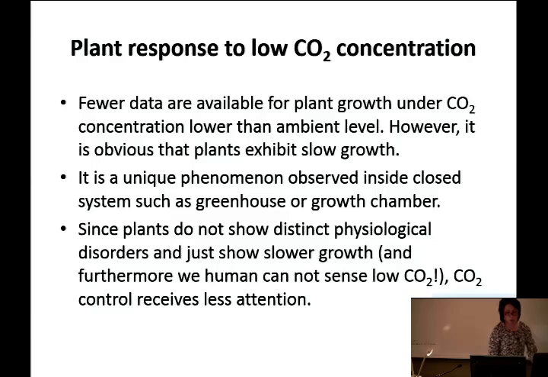All right. So when plants are exposed to low CO2 concentration, what it does is basically slow down the growth, and lower the yield. So that's the typical response. And the challenge, as I mentioned in an earlier lecture, is you can't sense the CO2. Humans cannot smell the CO2. So unless you have a sensor built in, you really cannot see the problem. So you need to be careful whenever you grow plants.